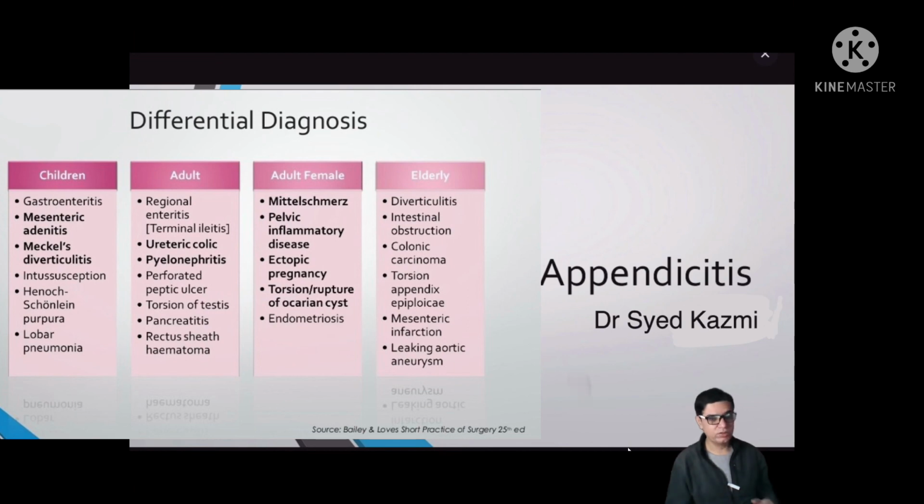Ureteric colic, somebody's got a stone in the ureter and they've got spasmodic contractions, the stone is going down, they're passing the stone, that can cause pain in the right side, though it's more of a pain which starts from the loin and goes towards the groin.